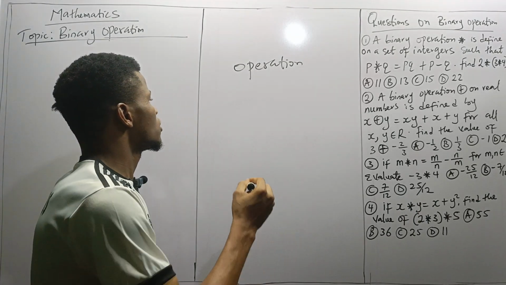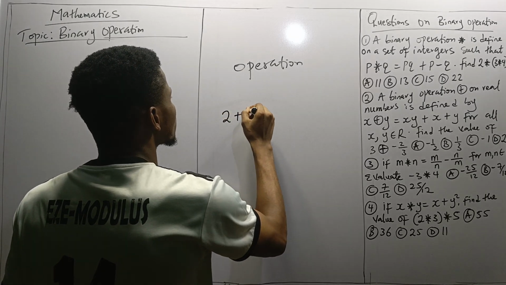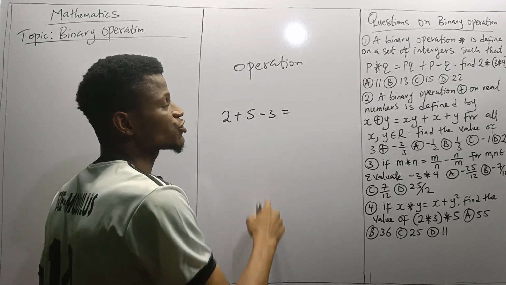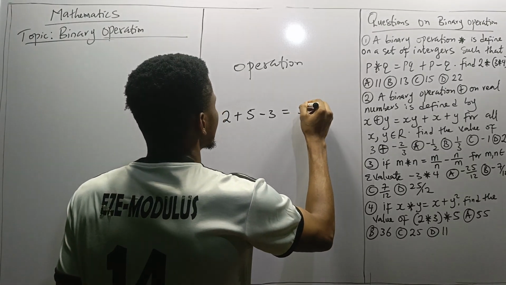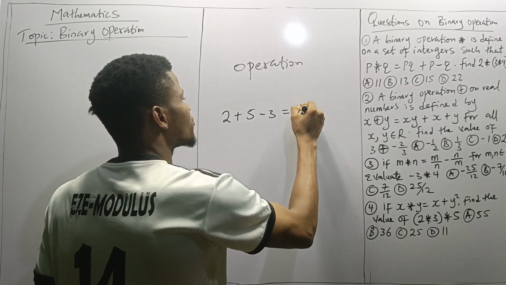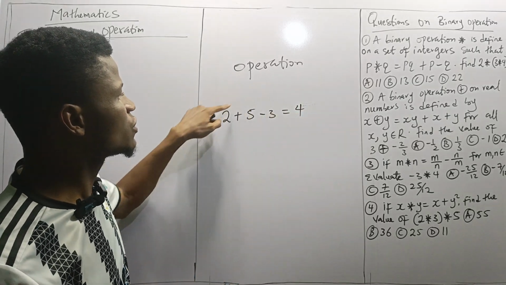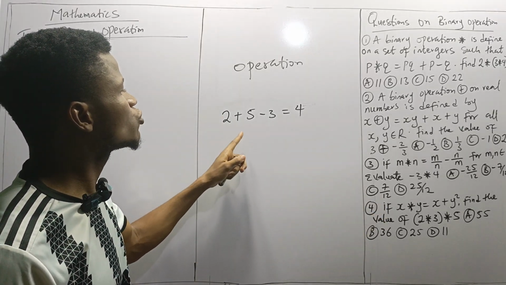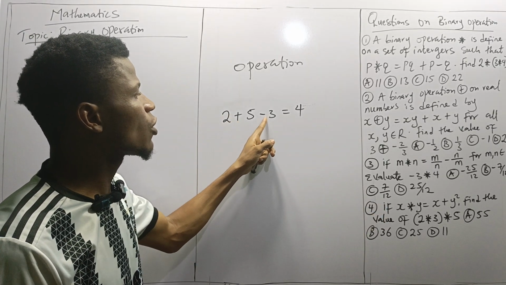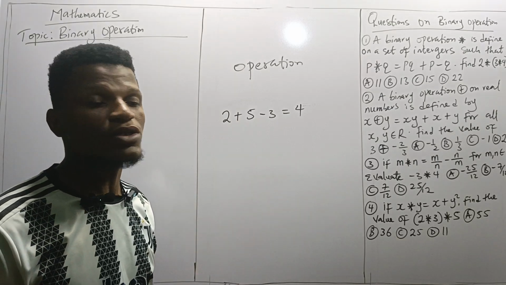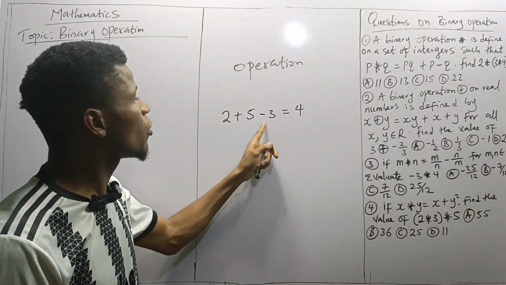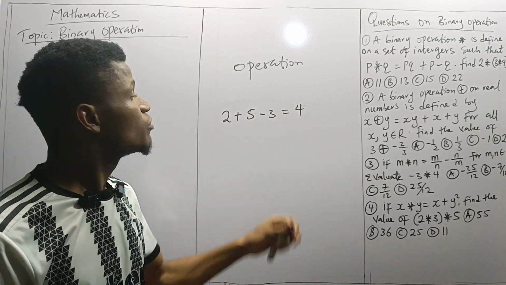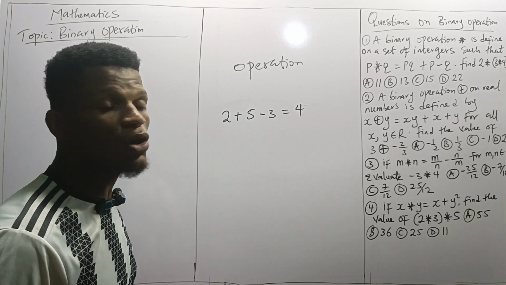For instance, 2 plus 5 minus 3. This is 2 plus 5 is 7, minus 3 is, sorry, 4. Now, these are elements from certain sets, and they were combined by these connectives, plus and minus, called operators. In this context, the operators, which are the signs used in combining elements to produce a single element, can also be called operations.